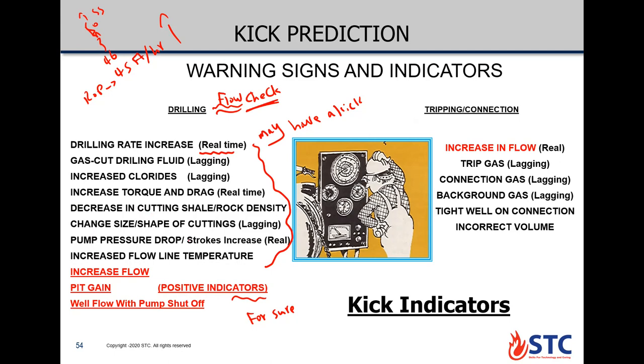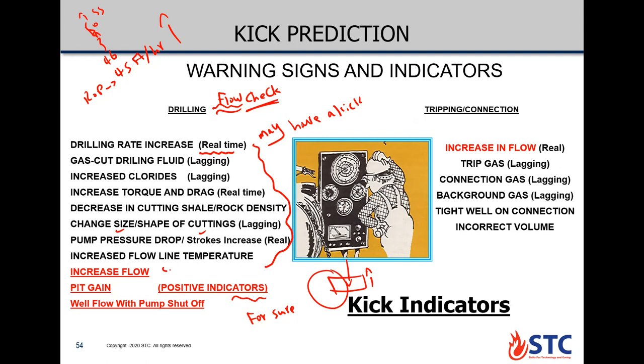Decrease in the cutting density or decrease in shale density. As you know, as depth increases, rock density is supposed to increase due to compaction. But if you find shale density or rock density decreasing, this may be because the rock is abnormally pressured, with large pore space filled with fluid. This may be a kick warning sign, so you need to make a flow check. If you find a change in the size or shape of the cuttings, splintered, blocky, or something like this, you also need to make a flow check.